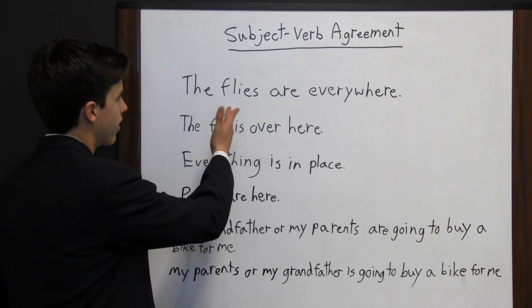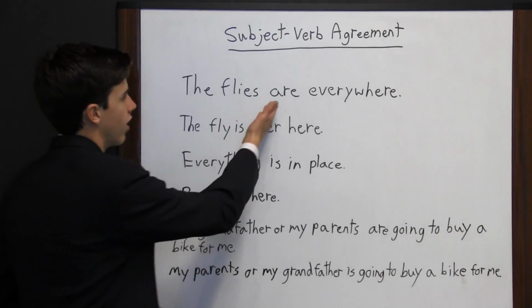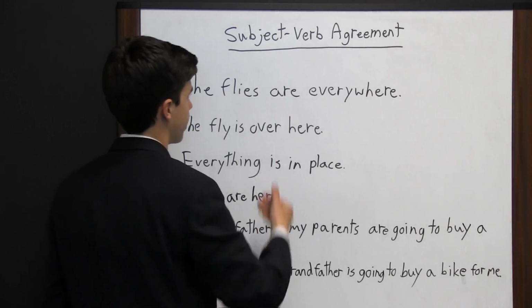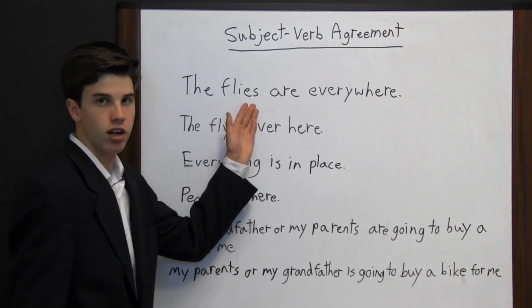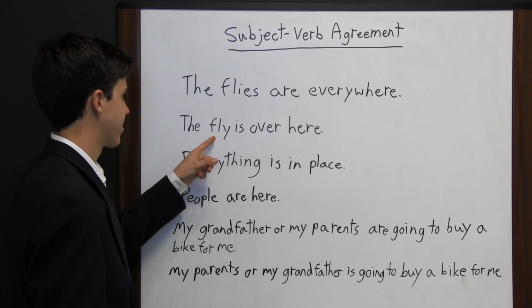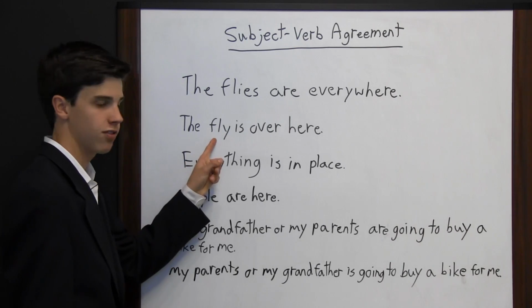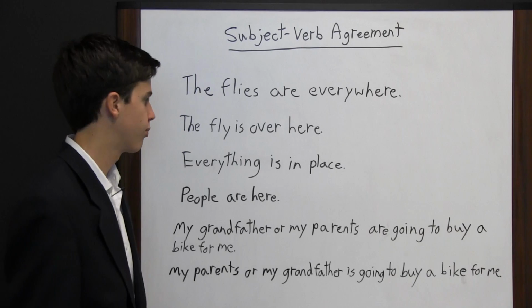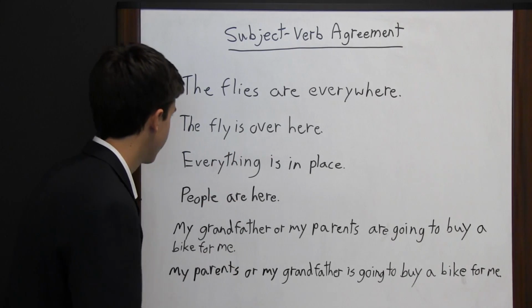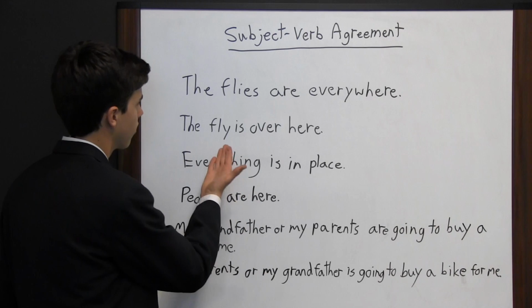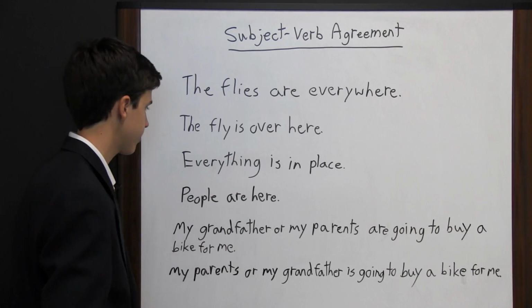The flies are everywhere. See, "flies" is plural, and "are" is a plural verb as well. So that's why the subject and verb here are going together. So that's a great example of good subject-verb agreement. Now this sentence is talking about one fly. It says the fly is over here. So since "fly" is singular, the verb needs to be singular. "Is" is a singular verb, so that's why it's used here. See, if we said the fly are over here, that wouldn't make sense. That's why we say the fly is over here.